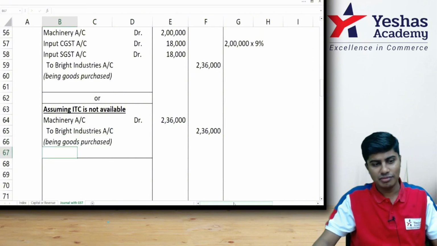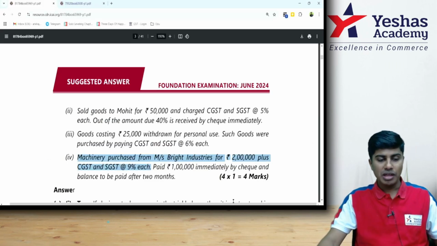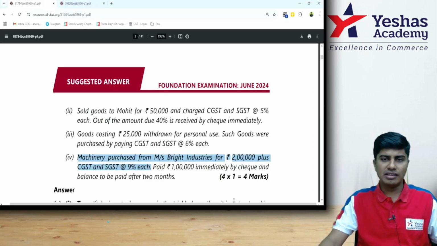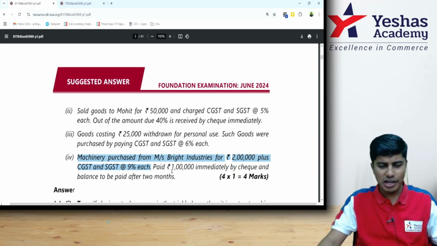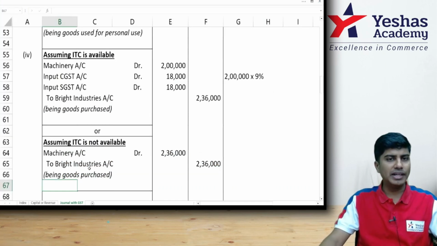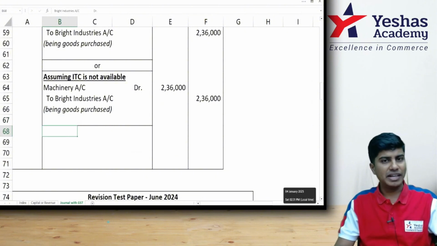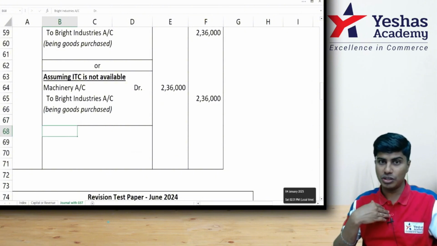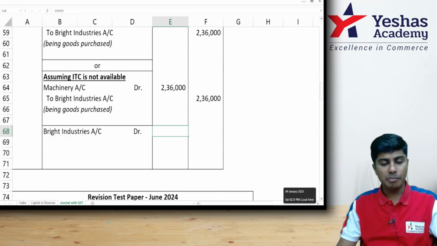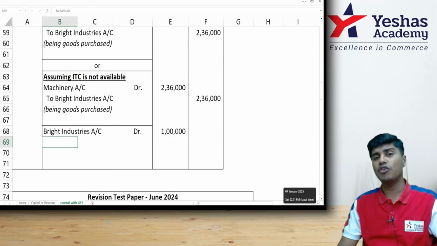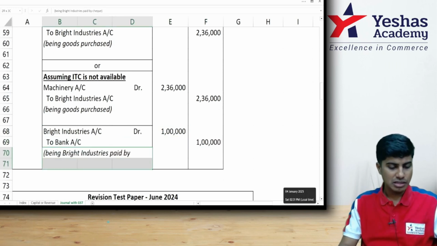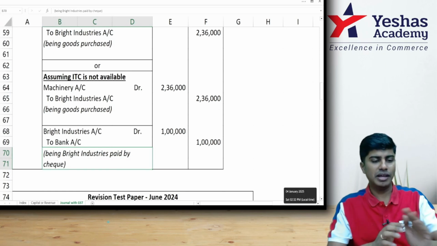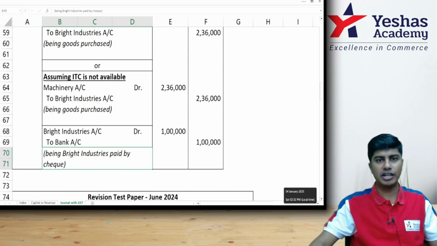Actually, the answer ends here for this examination question, but I will take you one step forward and then teach you how to treat the net of the GST amount to be paid. Before that, we have one small adjustment here. Paid 1 lakh immediately by check and balance to be paid after 2 months. To Bright Industries, we paid 1 lakh by check. Bright Industries' liability to me to the extent of 2,36,000 is decreasing by 1 lakh, so debit it by 1 lakh. Credit, I have given a check for 1 lakh which will reduce my bank balance, so credit bank account by 1 lakh. And this will cover my accounting for this particular transaction.